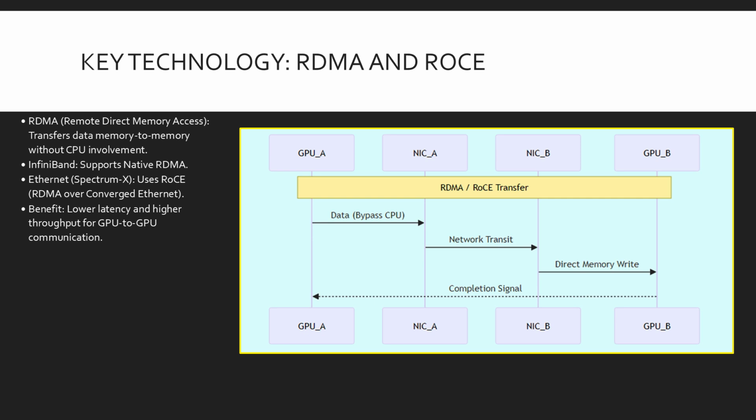This sequence diagram illustrates the efficiency of RDMA. Notice how the data flows from GPU A to NIC A, across the network to NIC B, and directly into GPU B's memory. Crucially, the system CPU is not involved in the data path. This direct line is what allows both InfiniBand and Spectrum-X Ethernet to achieve the ultra-low latency required for AI training.